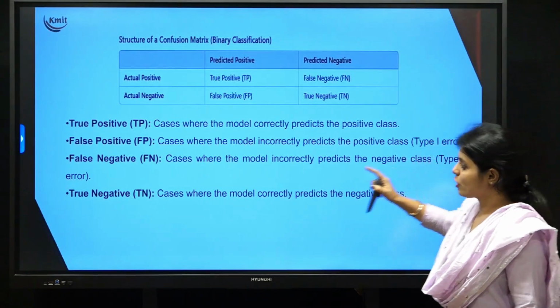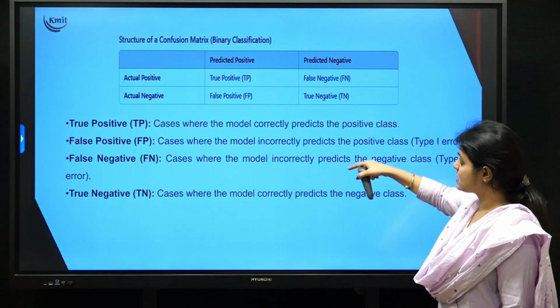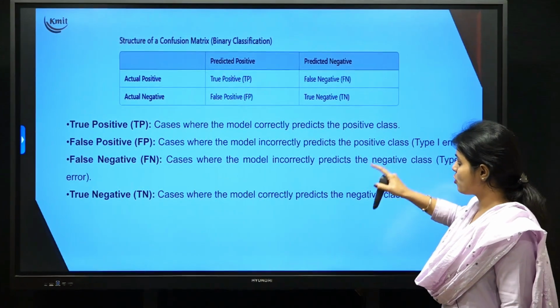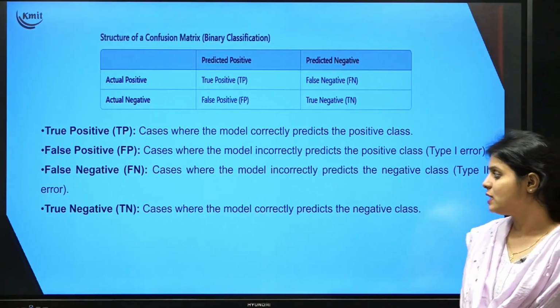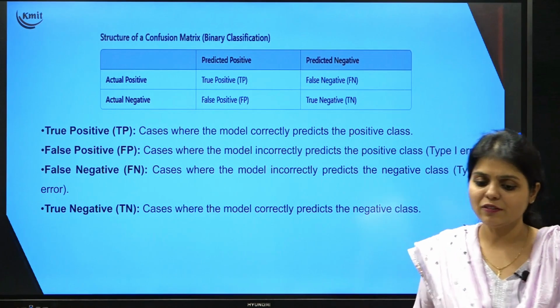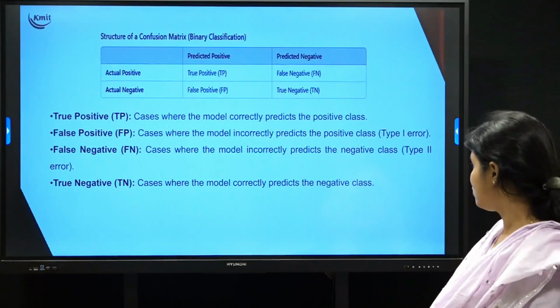So when we talk about false, we get these errors. Now when I talk about false negative, the actual value is positive but the model predicts it to be negative, which is called a type 2 error. And then finally we have true negative, where the actual value is negative and the prediction is also negative.